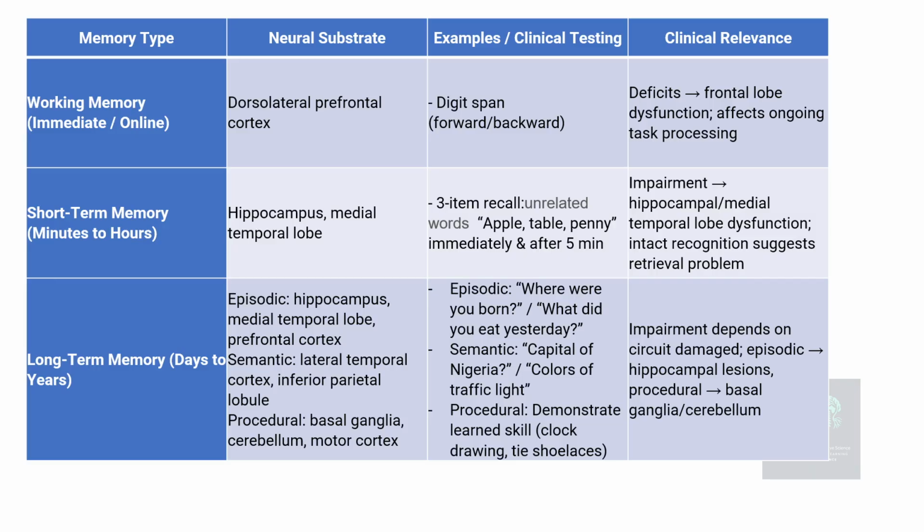Long-term memory includes episodic memory, personal events dependent on the hippocampus and prefrontal cortex, semantic memory, facts and knowledge linked to the lateral temporal cortex, and procedural memory, skills like tying shoelaces, involving the basal ganglia and cerebellum. Deficits in each type point to dysfunction in the corresponding brain circuits.